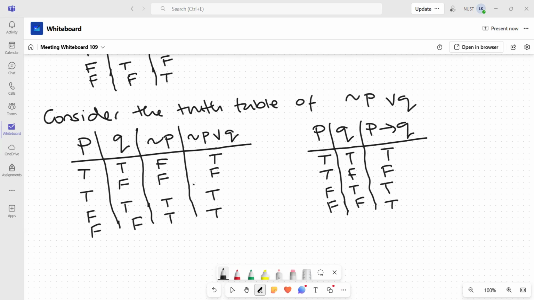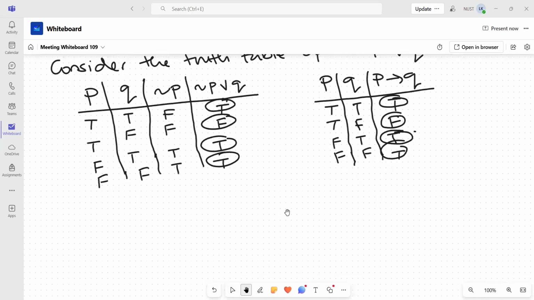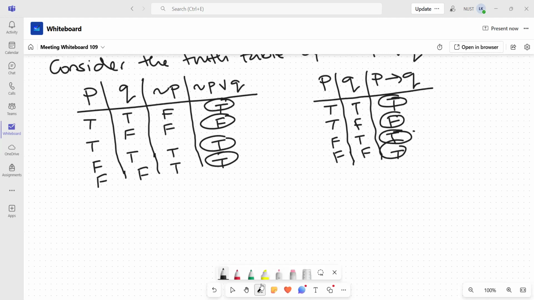And if we compare the truth tables here, when P and Q are both true, here we have true, and there we have true. Here, when P is true and Q is false, here we have false and false. And the same thing over here, they're both true, they're both true. So we say that when two statements have the same truth table, as we've said before, it means that they are logically equivalent.